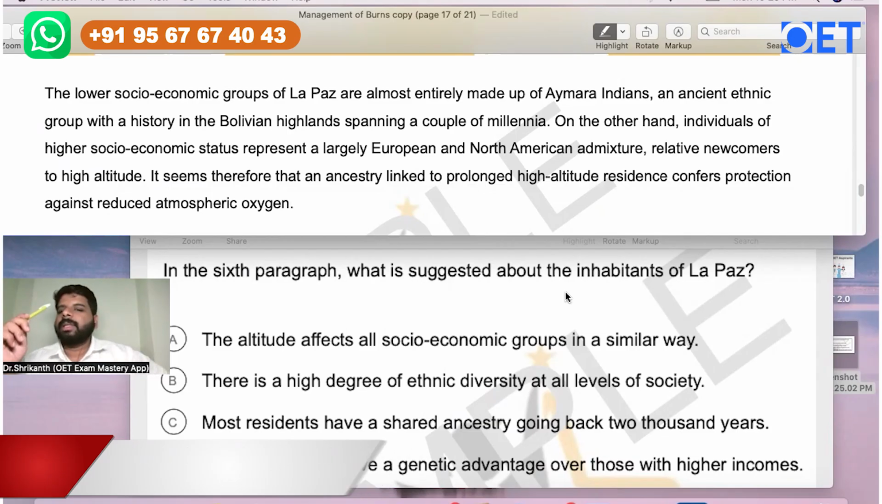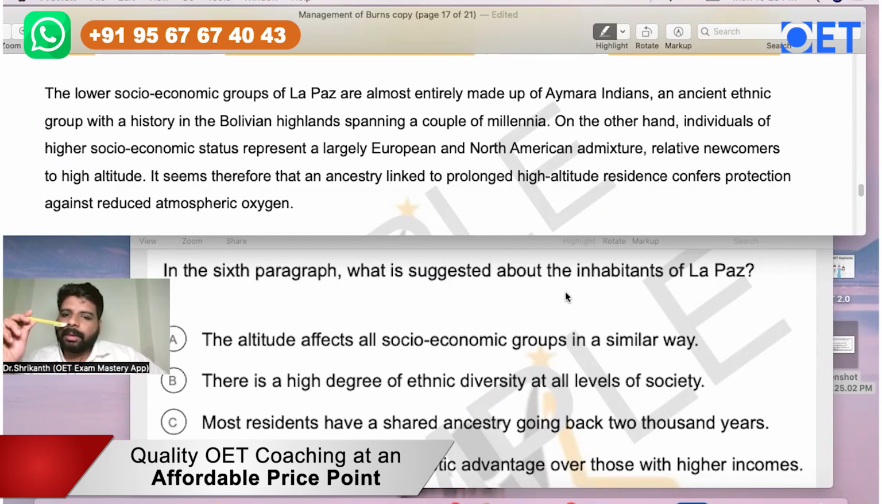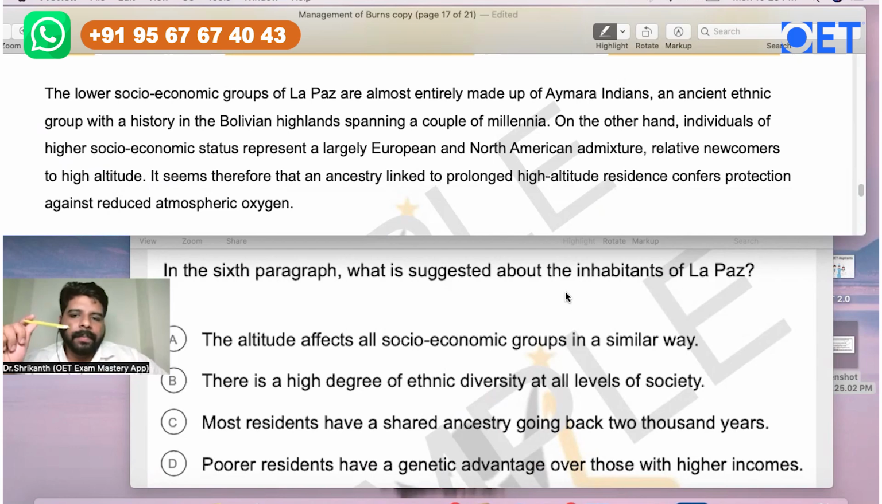In the previous question, two answer options were clearly mentioned, exactly as they are. But still they were not correct. Because why? They were asking about the assumption. Understand the question over here.